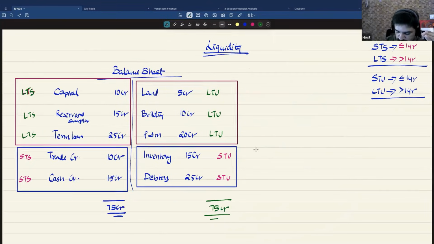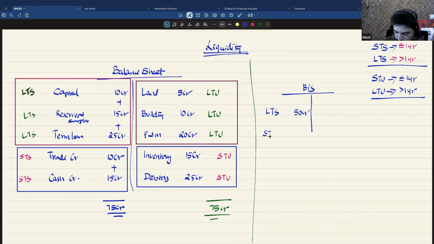So if you see, this balance sheet has only four components. What are the components? It has long-term source. How much? 10 plus 15 plus 25, 50 crore. It has short-term source, 10 plus 15, 25 crore. It means they have mobilized total funds of 75 crore, right? Then go and have a look at their usage side. They have long-term use. How much? 5 plus 10 plus 20. That is 35 crore. Am I correct?